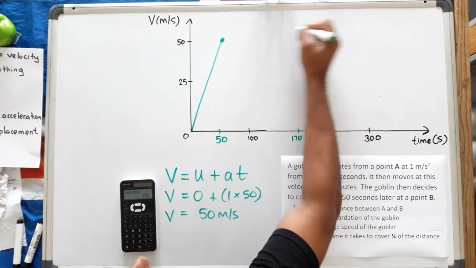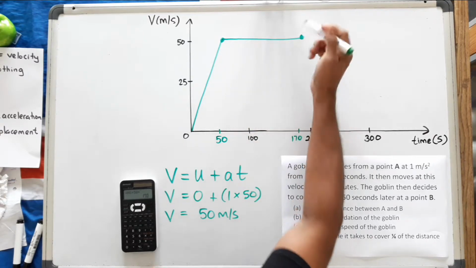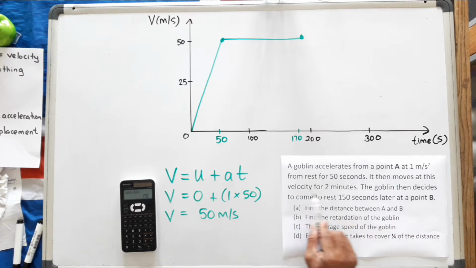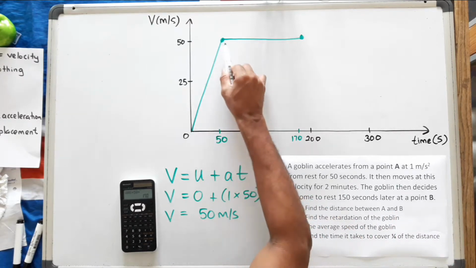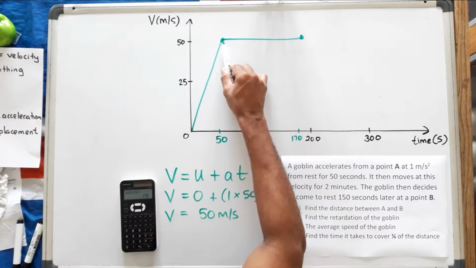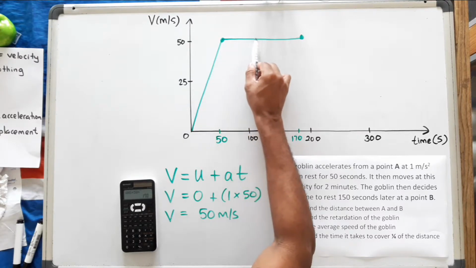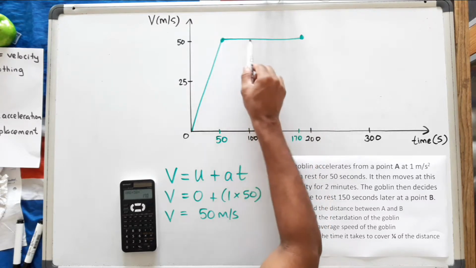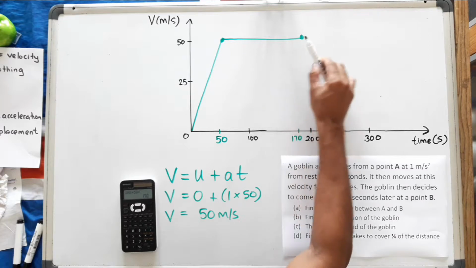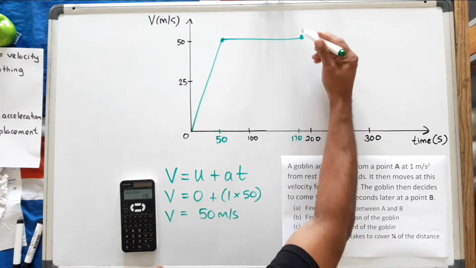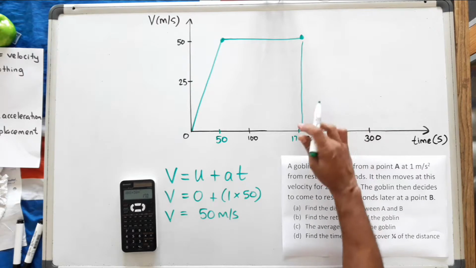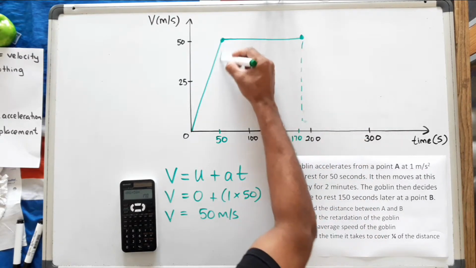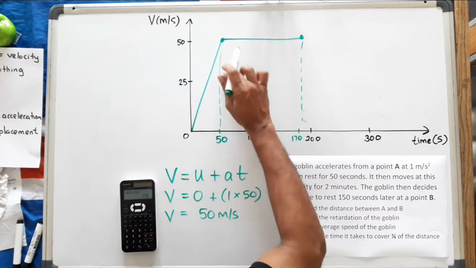So remember, this line is going to be a flat line because, read it properly, it then moves at this velocity for 2 minutes. So when he attained 50 meters per second, he kept that velocity. You notice the line doesn't get higher or lower. He kept that velocity for 120 more seconds, bringing him to 170 seconds. I'm going to just draw a dotted line here so it will be easier to see. And this line here, bringing it down so it's a little bit easier to see.